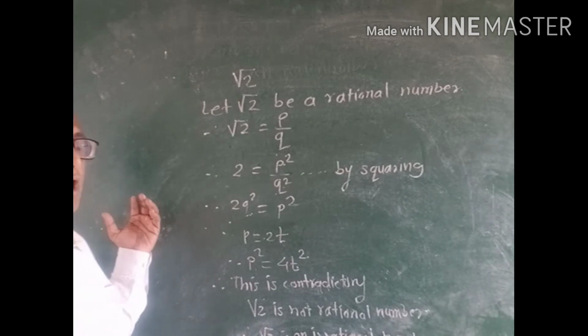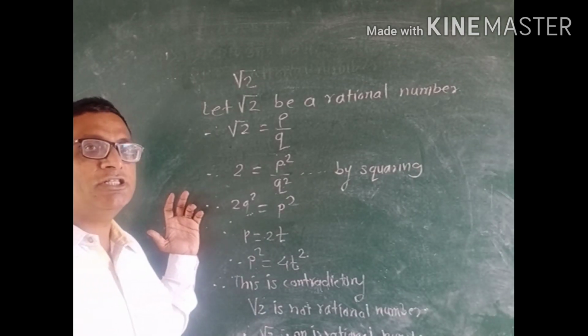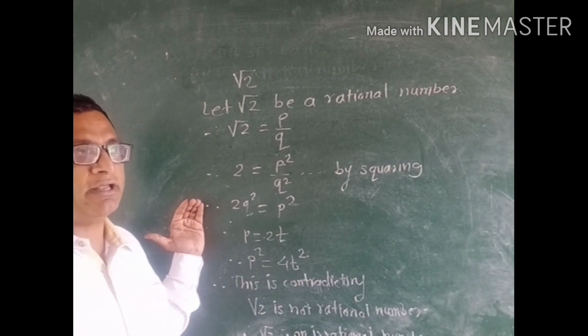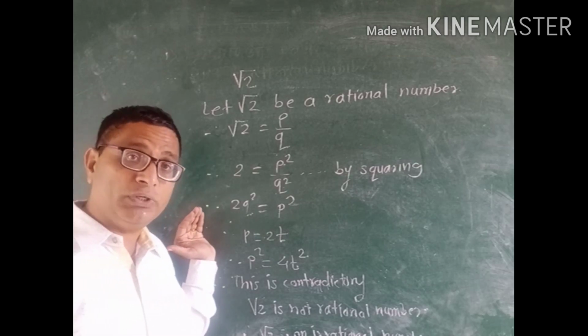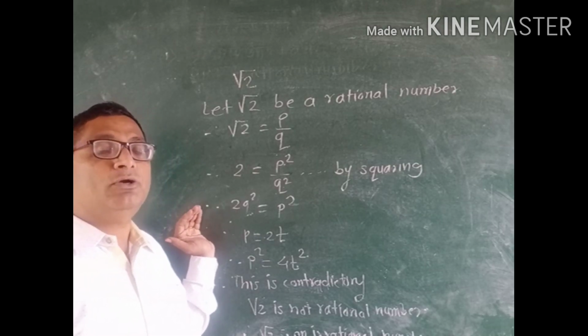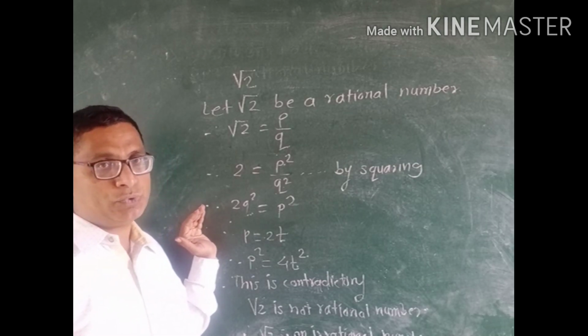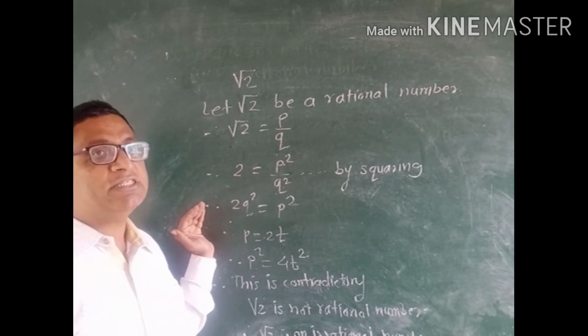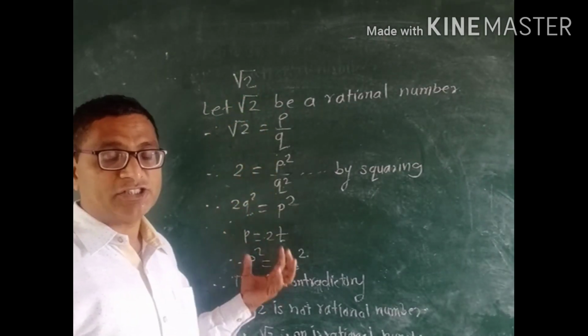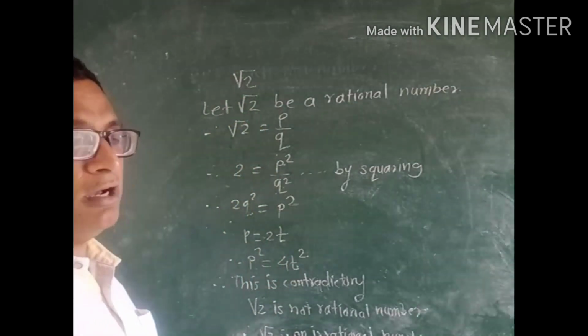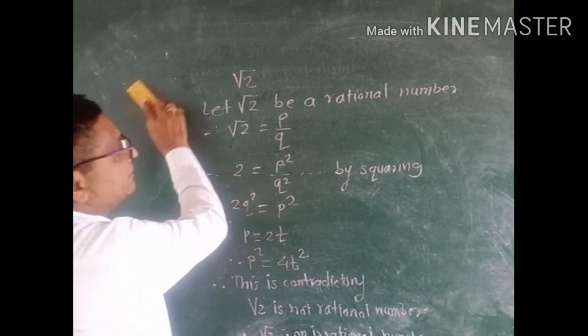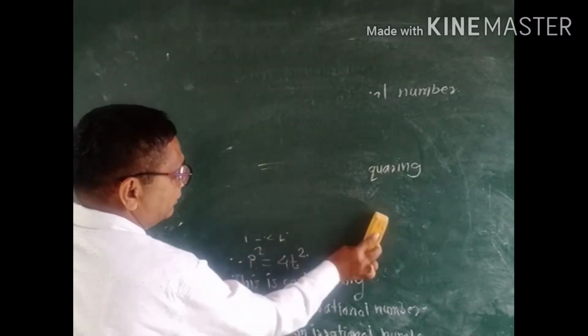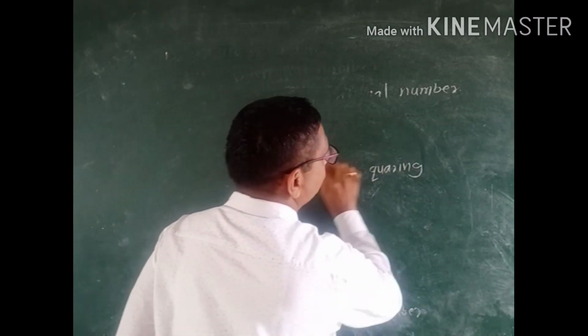Like this, under root 3 is also an irrational number, under root 5 is also an irrational number, but under root 4 is not an irrational number, because under root 4 means 2. Under root 9 means 3. Therefore, these are not irrational numbers. These are irrational numbers, and now we will see the examples from practice set 2.2.